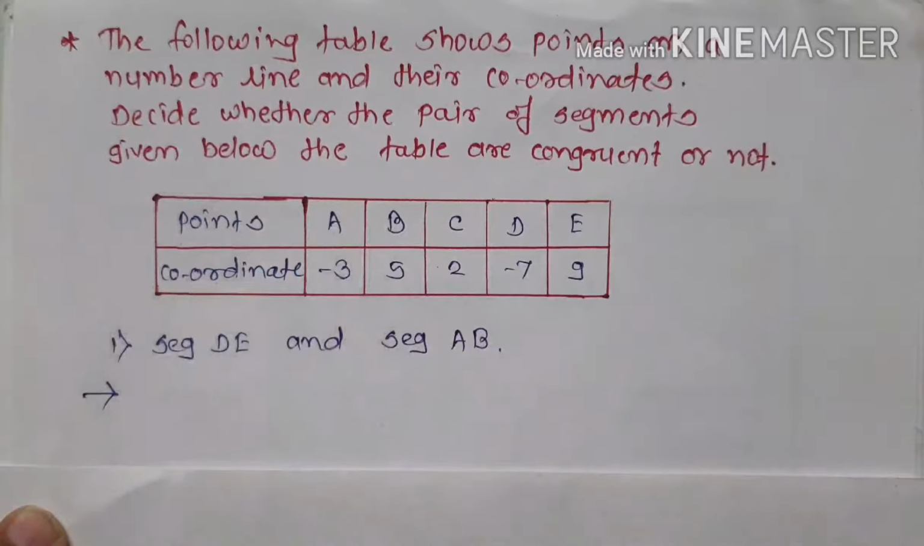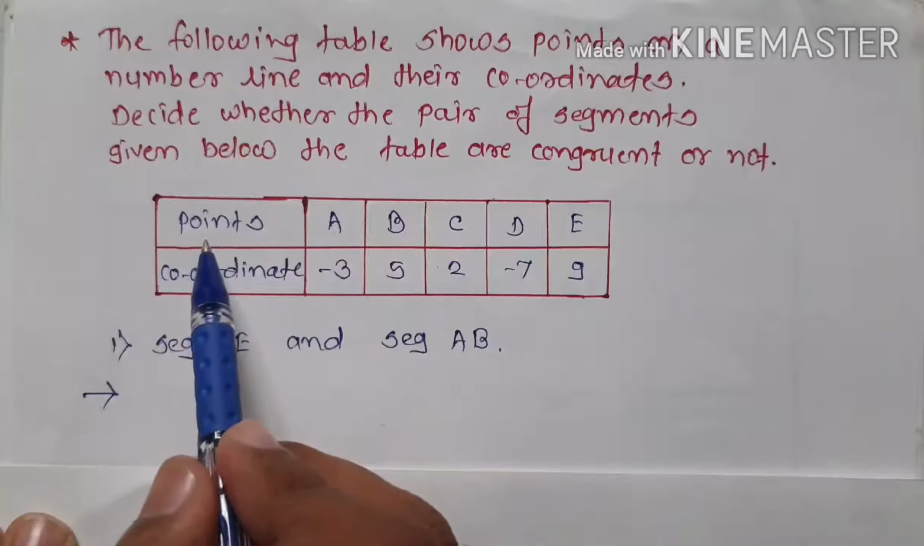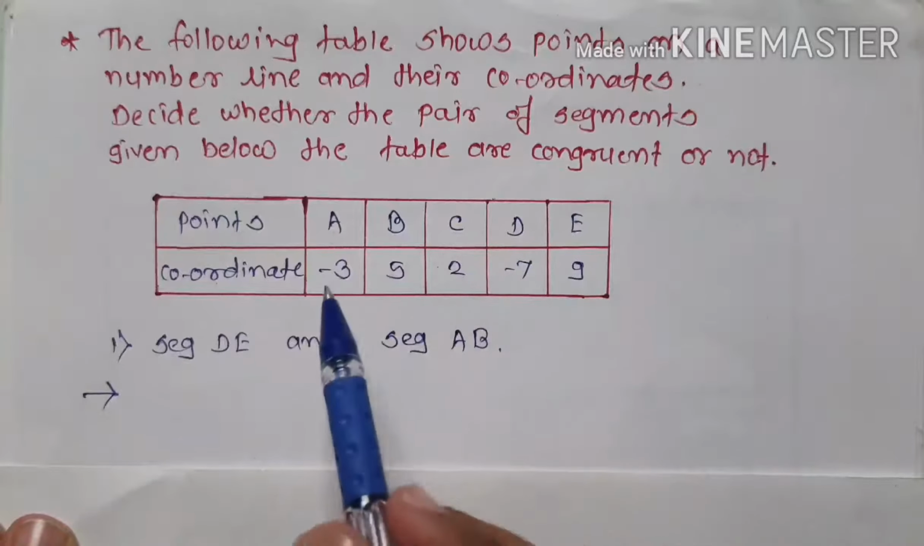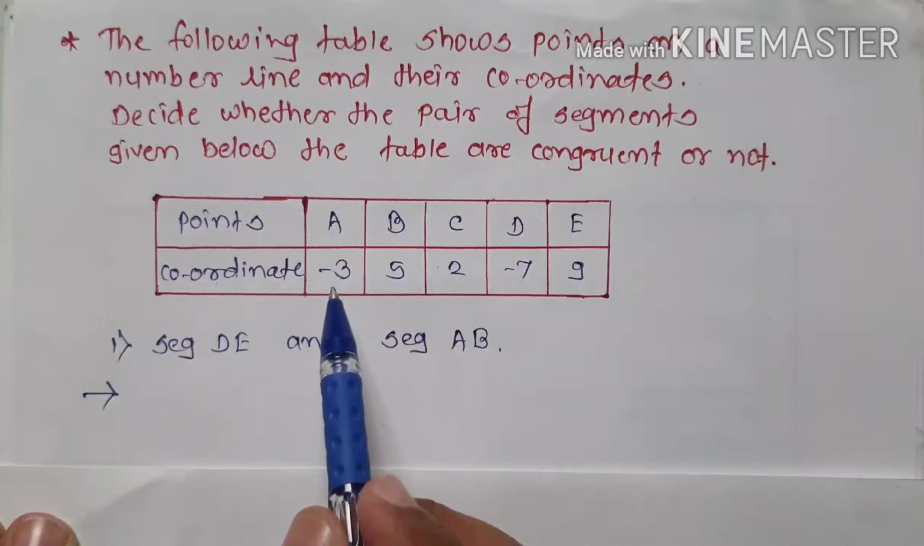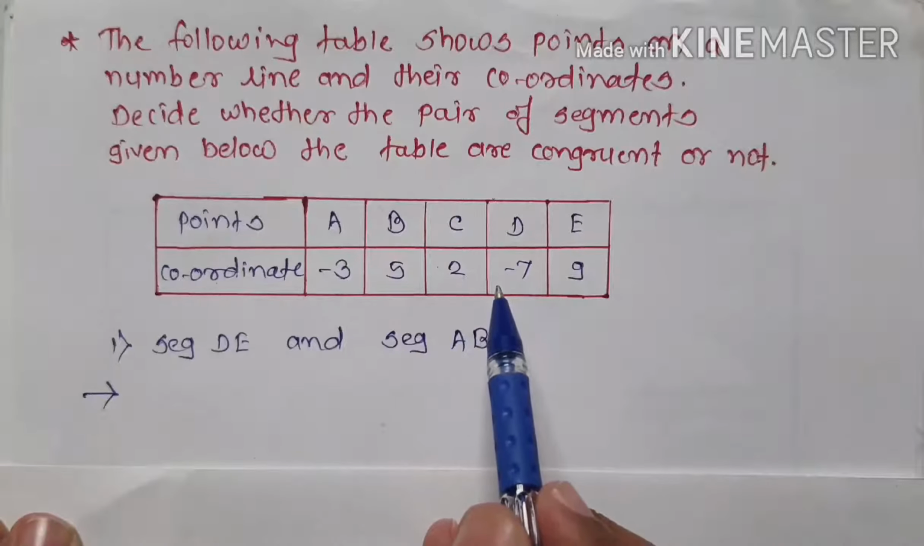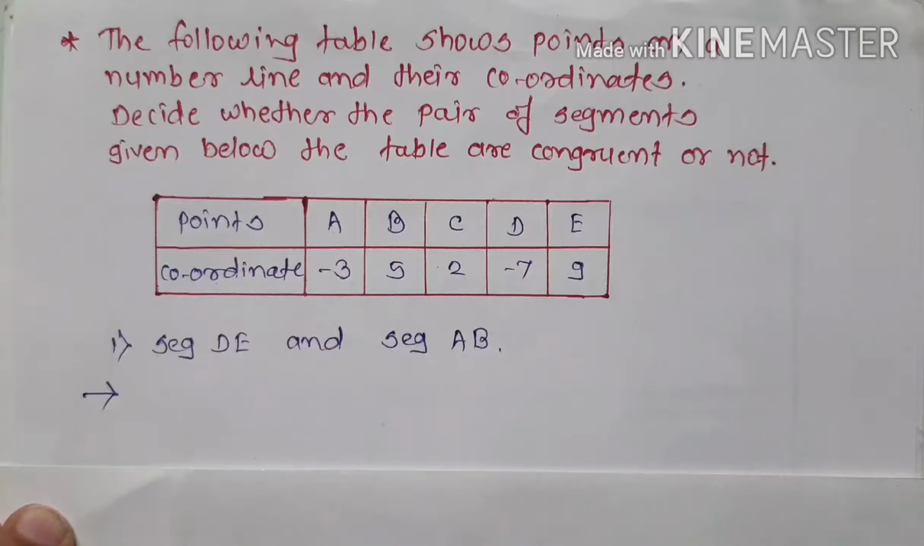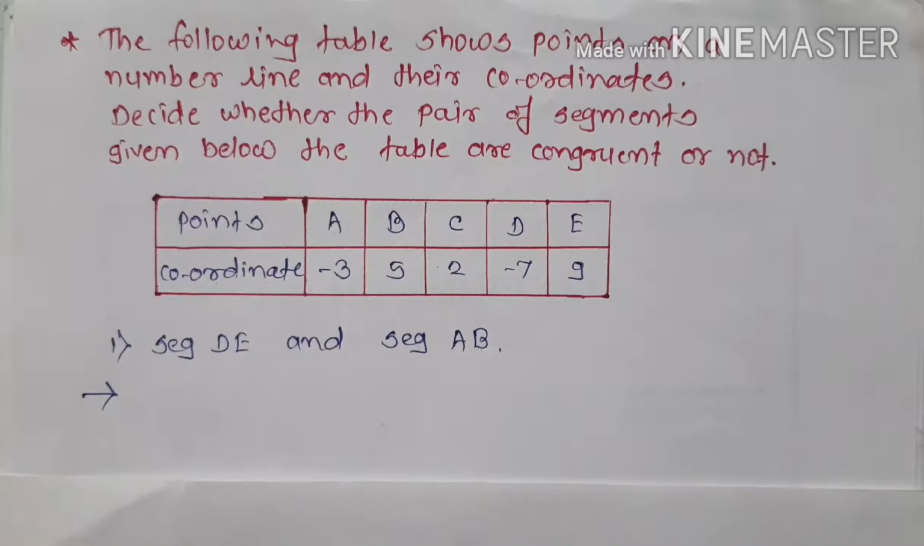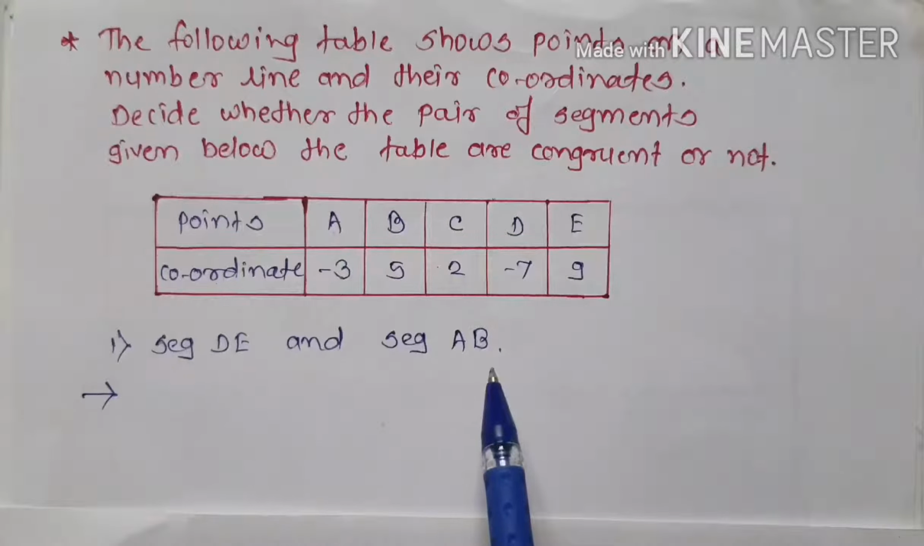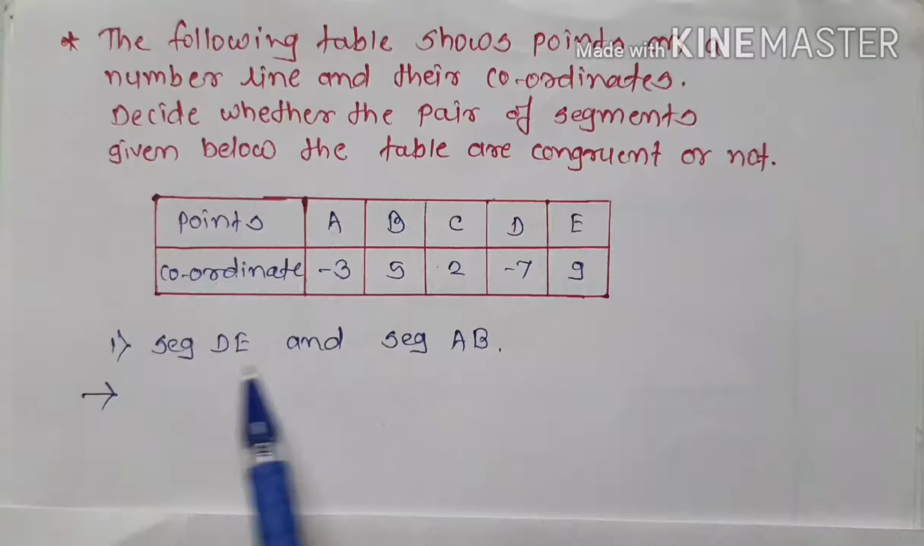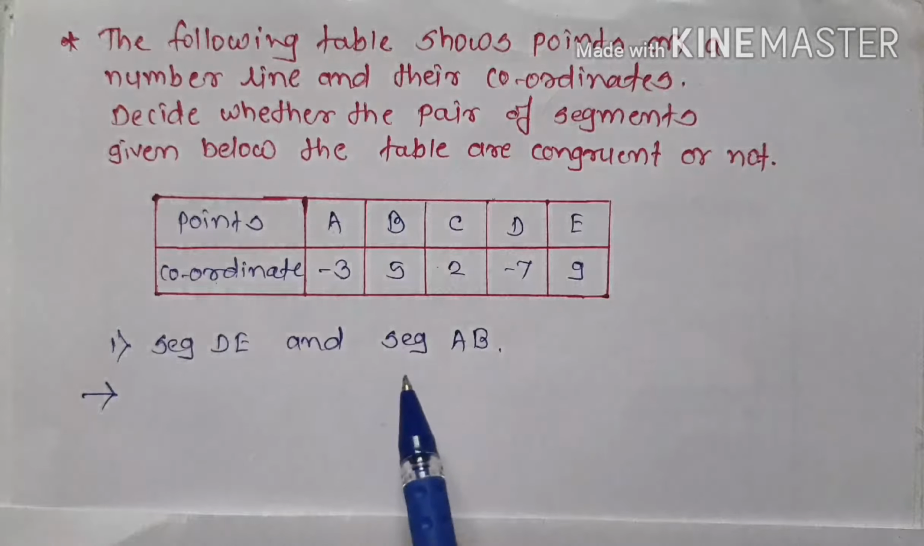The next problem is, the following table shows points on a number line and their coordinates. Decide whether the pair of segments given below the table are congruent or not. So here 5 points are given, A, B, C, D, E, with the coordinates -3, 5, 2, -7 and 9 respectively. Now here the first problem is given. Two segments are given, segment DE and segment AB. We have to decide whether these two segments are congruent or not.